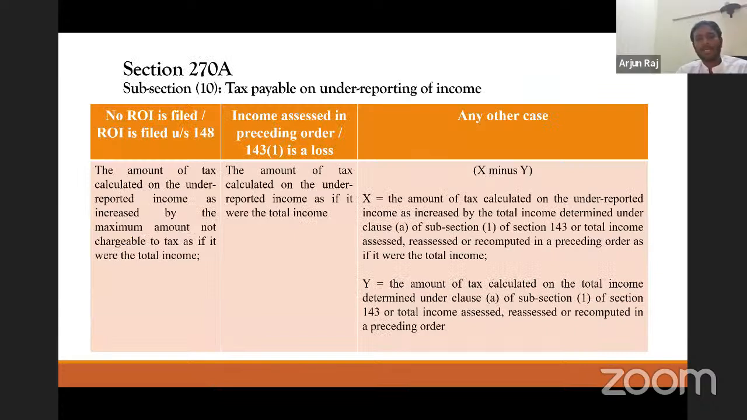Now, coming to the tax payable on underreporting of income, because based on this computation, the 50% or 200% is calculated. There are 3 different scenarios captured here. One is a scenario where no return of income was filed or the return is filed in consequence of notice under 148. Second is a scenario where the return is filed, processed, and the 143 or 141 income is a loss. Third is any other scenario or residuary clause. Again, here the intention of the lawmakers is to identify the tax to be levied on the assessed income after making an addition.